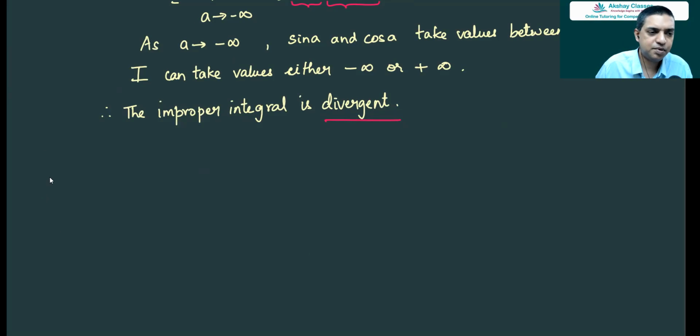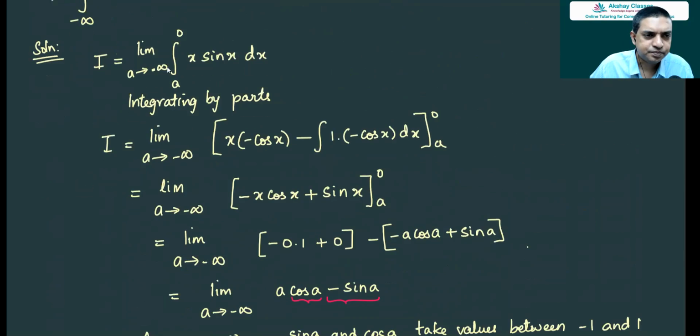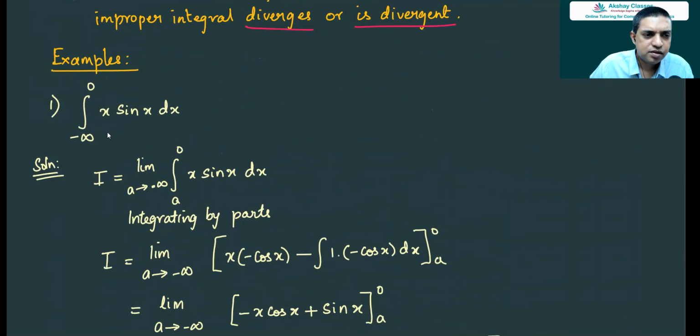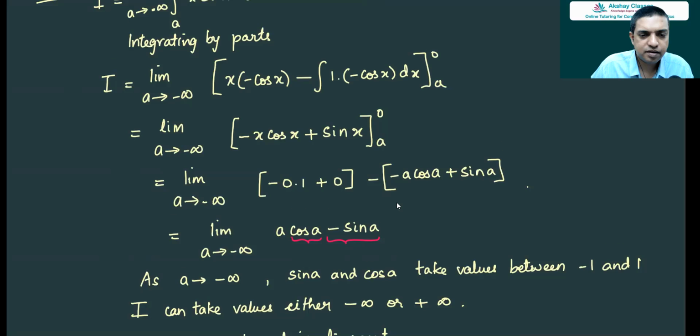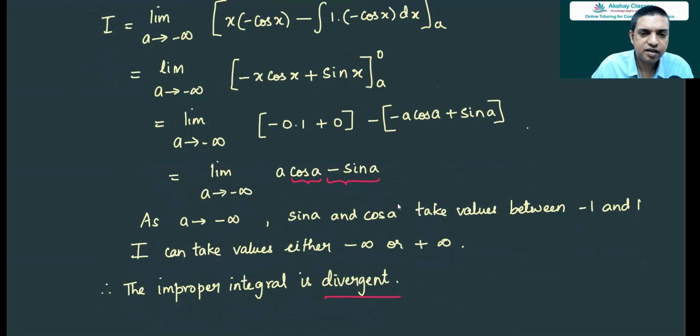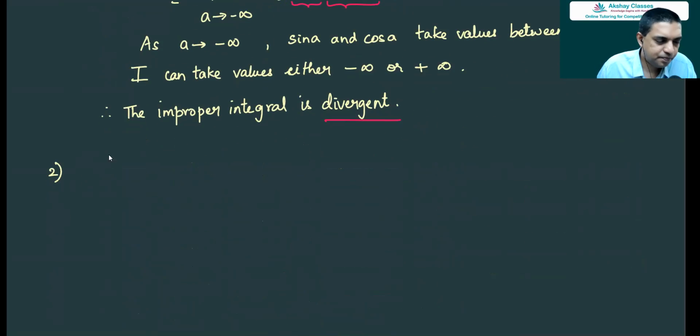Next, let's take an example. Is this explanation clear? So we did integration by parts, found the indefinite integral, applied the limits of integration, and then after that applied the limit as a tends to minus infinity. So the improper integral is divergent. Now let us look at this one.